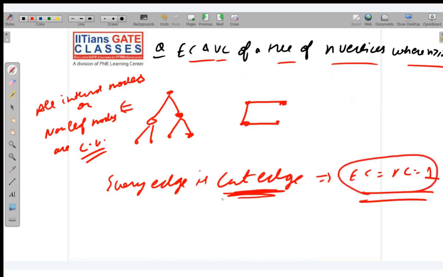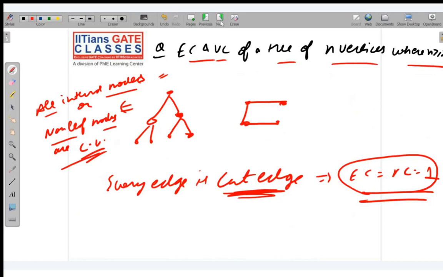So we have got this point, but just for the sake of completion, or you can say an important point, I'm telling you that all internal nodes or non-leaf nodes are cut vertices in a tree. Take snapshot. I will jump to the next slide.